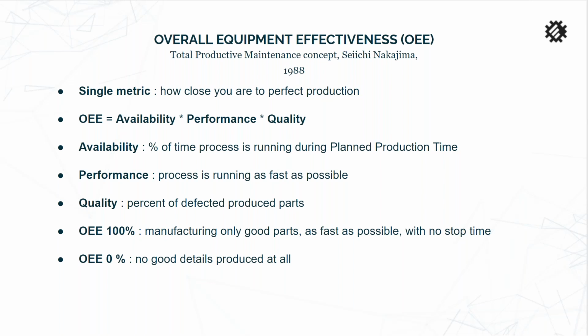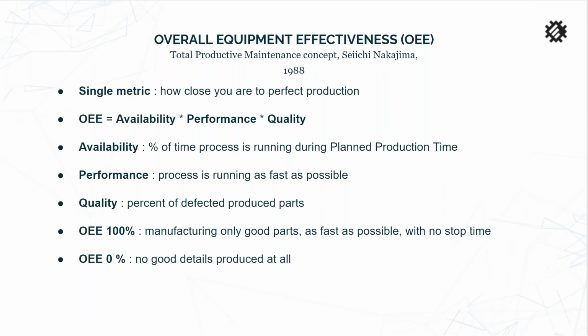The performance is the speed of production, and the factory strives to perform at the fastest speed to produce more, to meet deadlines, and to produce details in time and on budget. Also, when we're talking about quality, companies would like to produce only good details.